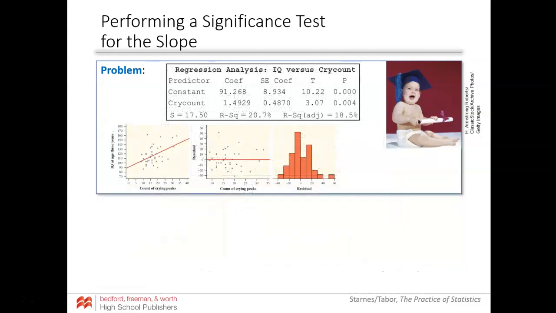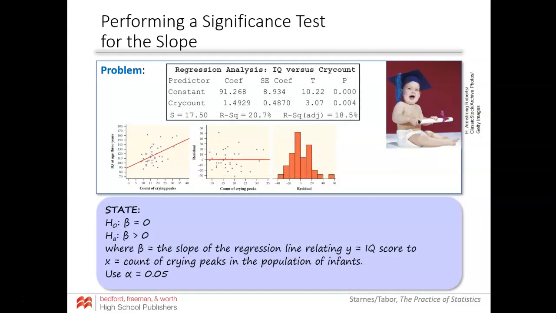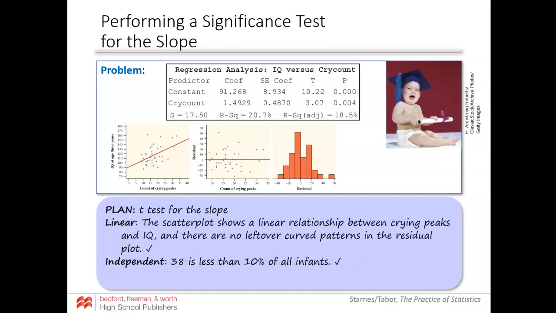So the alternative hypothesis is that your slope is greater than 0, because we know a positive slope would indicate a positive linear relationship. Oh my goodness. I'm still kind of scarred that they're snapping the baby's feet with rubber bands. Okay, so beta is the true slope of the regression line relating the IQ score to the count of crying peaks in the population of infants, at the 5% level. All right, checking the conditions.